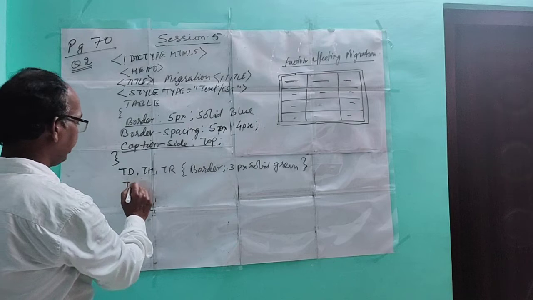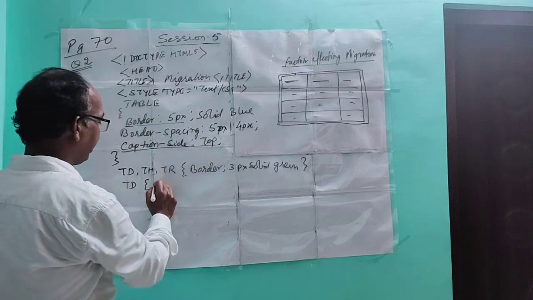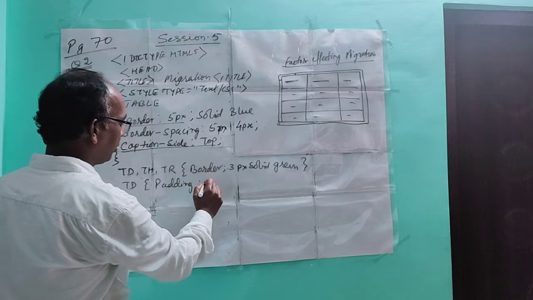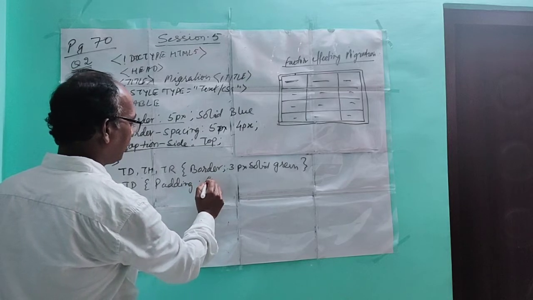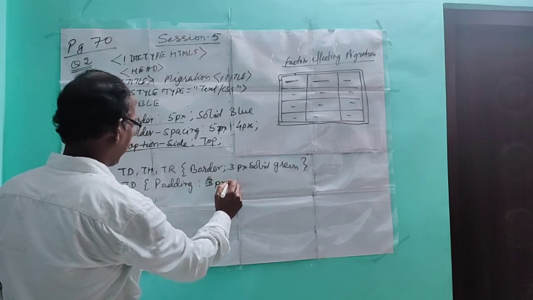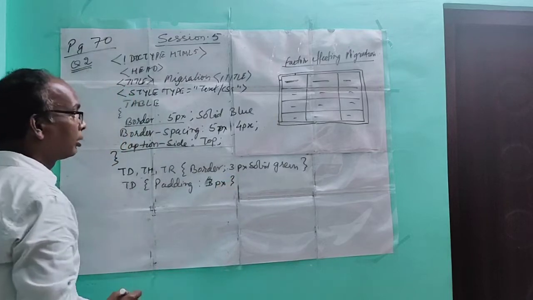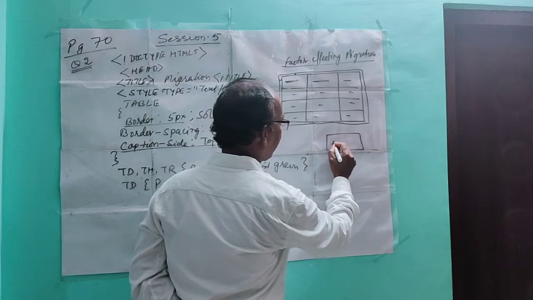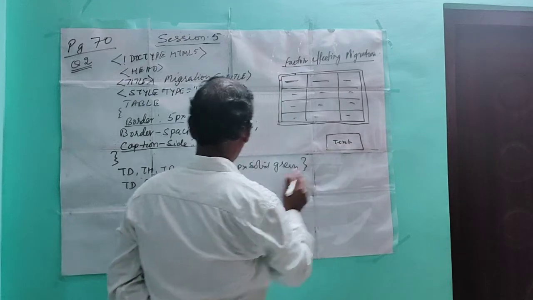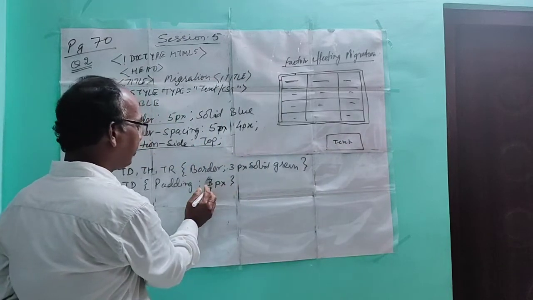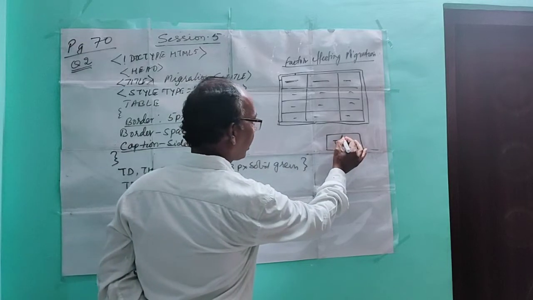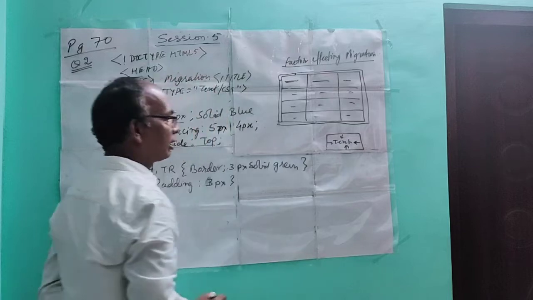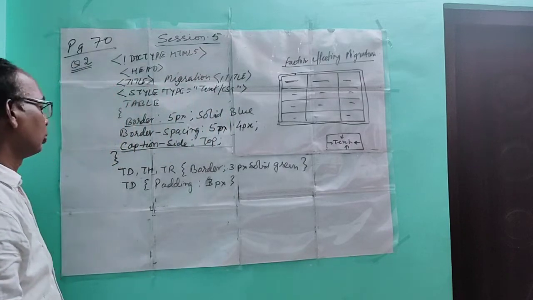Then TD padding, say 3px. This padding is, suppose this is the one cell part and this is the text. What do you use the value of padding? 3px. So here you can get the gap of 3px, cell padding, border TD padding. Okay.